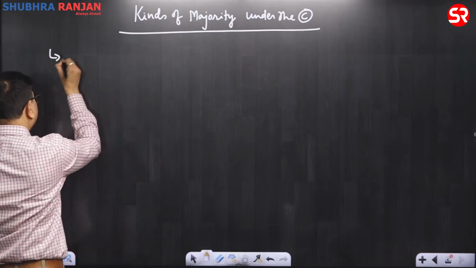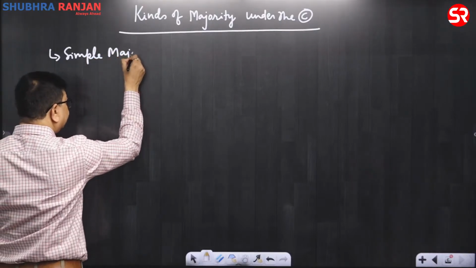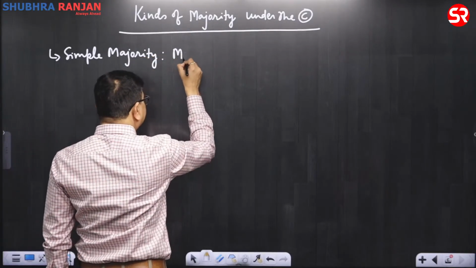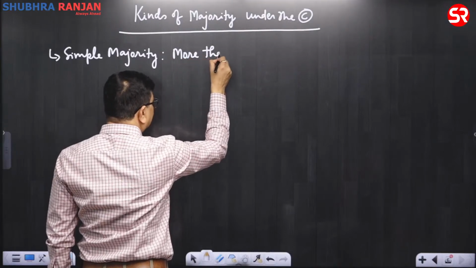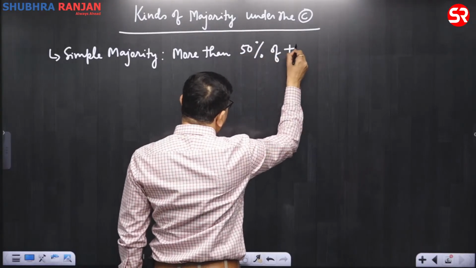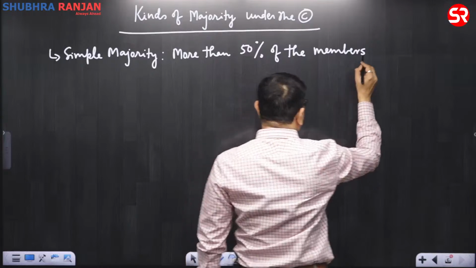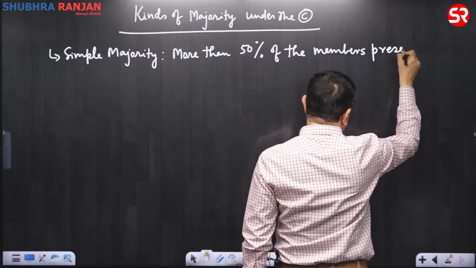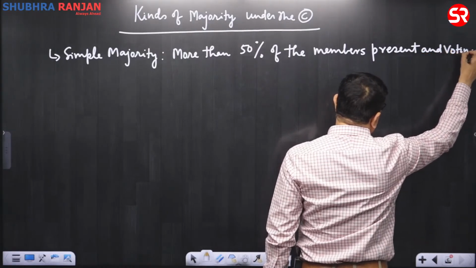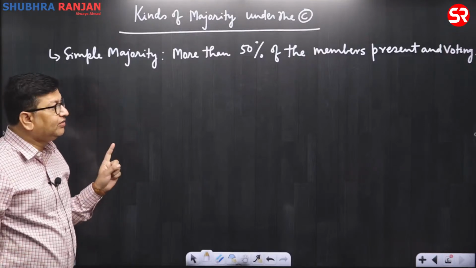First of all, simple majority. Simple majority is more than 50% of the members present and voting. More than 50% of the members present and voting.